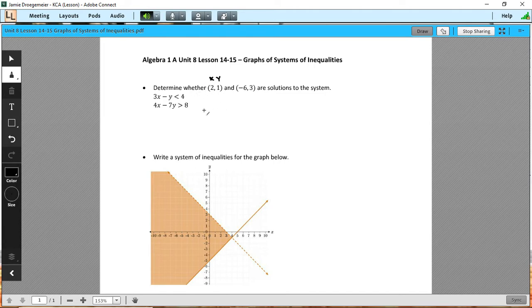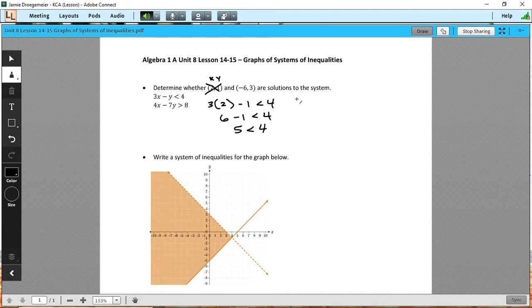In that first one, plug in 2 for x, and we're plugging in 1 for y. We want to know if this is true. So 3 times 2 is 6. 6 minus 1 would be 5. And that's saying that 5 is less than 4. Well, right away, that doesn't work with that first inequality. So even if it works with the second one, in order to be a solution, it has to make both of them true. So it looks like (2, 1) is not a solution here.